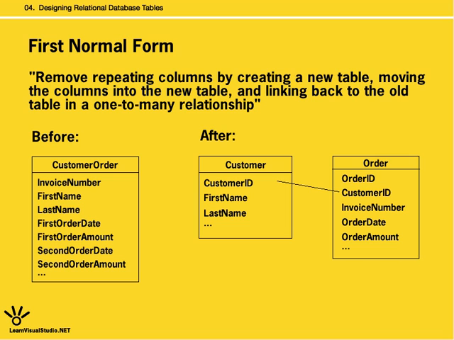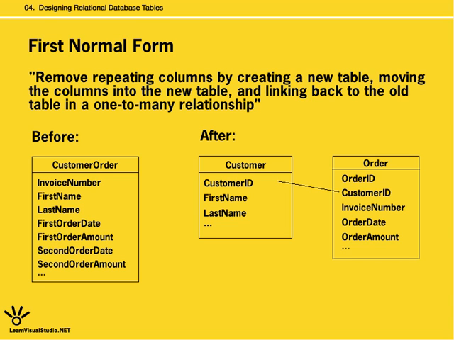So as I said earlier, we're going to take a look at the first 2 normal forms. And beginning with the first one, you can see that the formal definition of it is that you should remove repeating columns by creating a new table, moving the columns into the new table, and linking back to the old table in a one-to-many relationship. And so I've got a quick before and after snapshot.